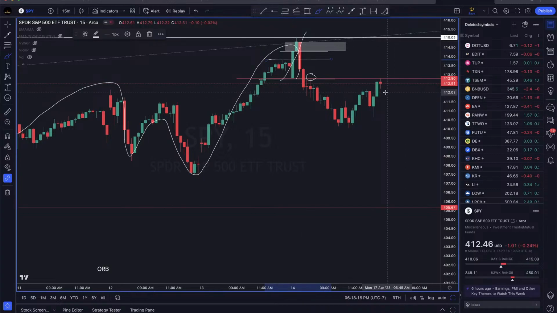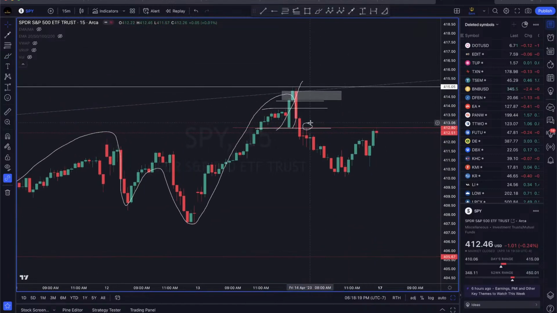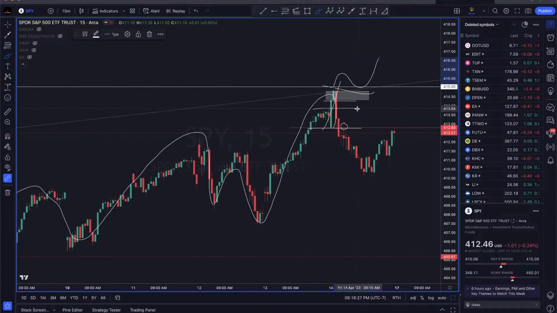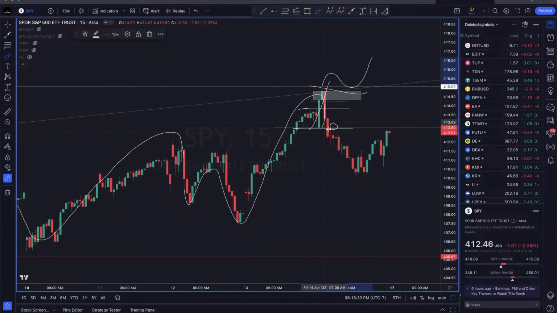I would be looking to go short on any pops, right? I would only go long if price is breaking these prior highs and then pulling back again, because that way the trend is intact. Price is still making higher lows, higher highs. So in this case, I'm not.